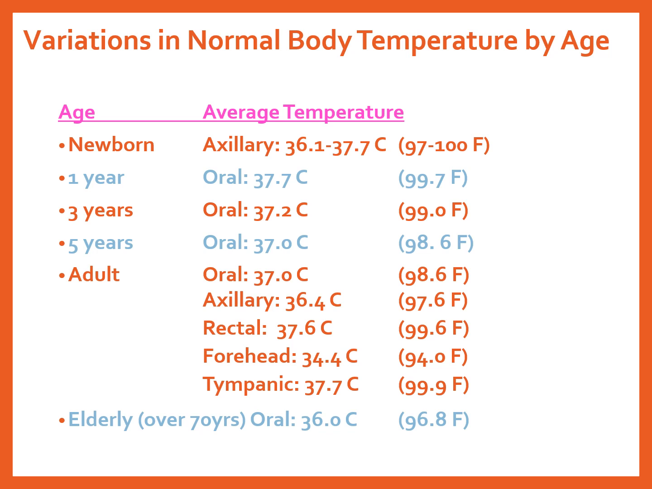So this is just a diagram to show the variations in normal body temperature by age. As you can see, there are different average temperatures for a newborn, and different for a 1-year-old, 3 years old, 5 years old, adult, and elderly.